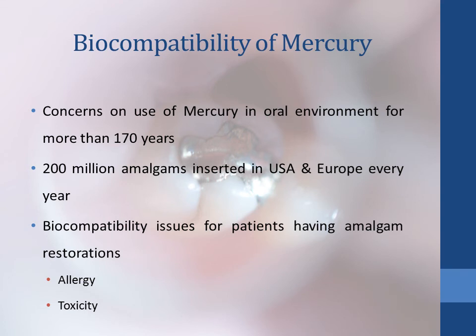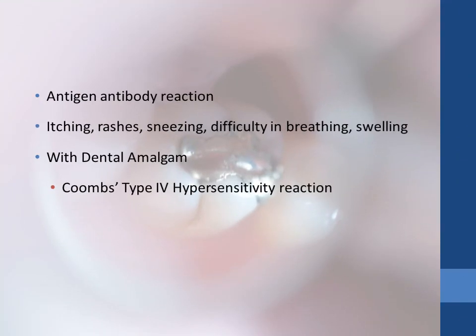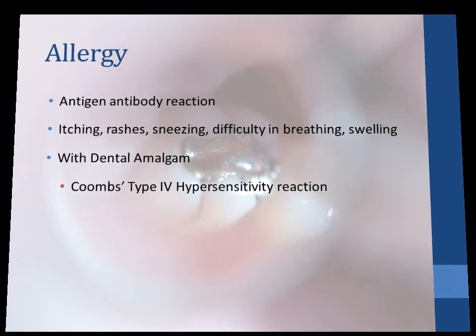Biocompatibility issue was basically due to the reason that it could cause allergy or toxicity. Size and shapes of condensers: small condensers, which are 2 to 3 millimeter in diameter, exert more pressure and are more effective. Used for low copper amalgam because we need to remove the excess mercury. Larger condensers on the other.